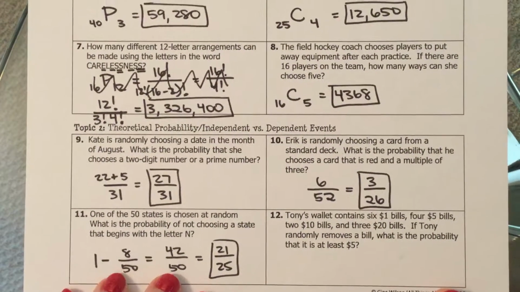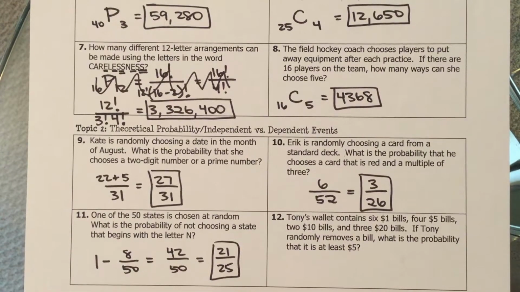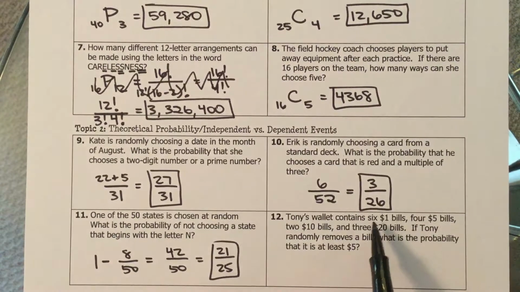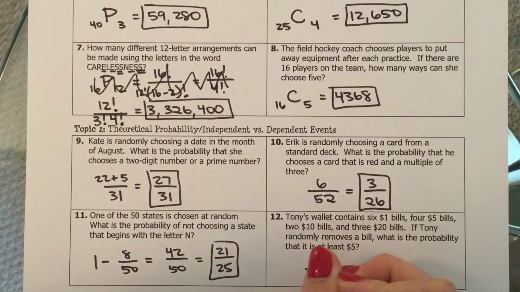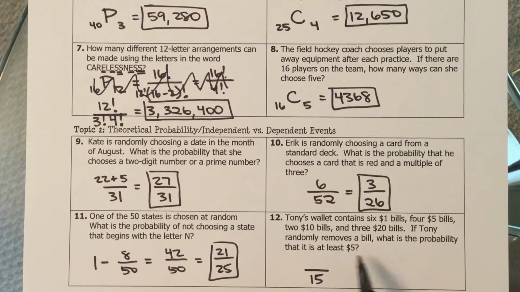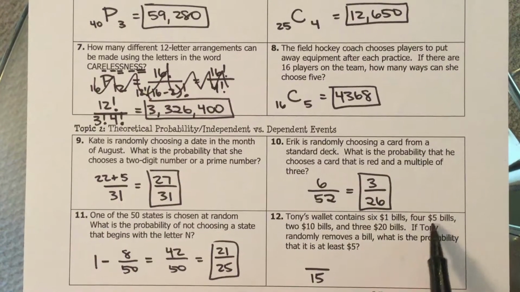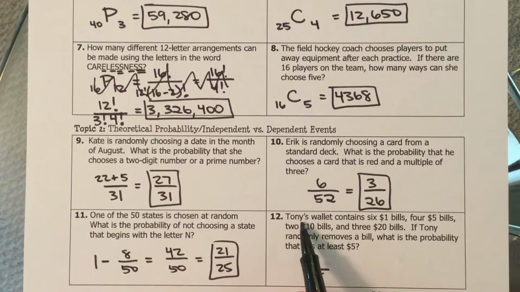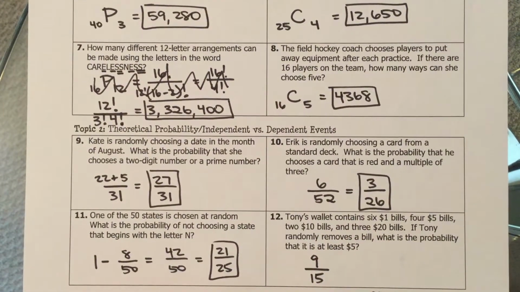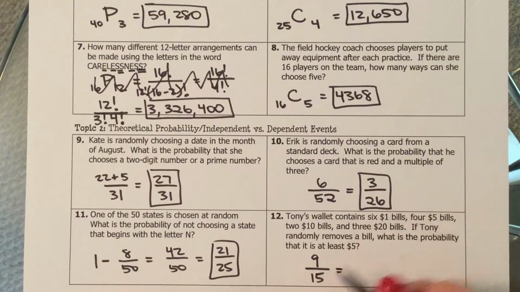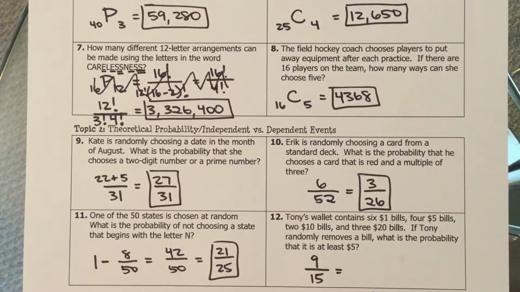Number 12, Tony's wallet contains 6 $1 bills, 4 5s, 2 10s, and 3 20s. If Tony randomly removes a bill, what's the probability that it is at least $5? Okay, so we've got 6 plus 4 is 10, plus 2 is 12, plus 3 is 15. So he's got 15 bills, at least 5. So 4 plus 2 plus 3. So that would be 9 of the options are at least $5. Or thinking 6 of them aren't, so you could subtract 15 minus 6.